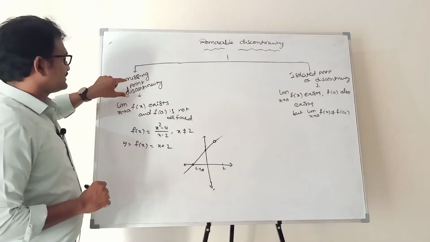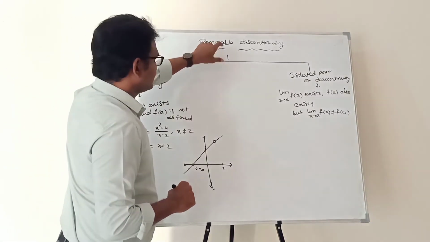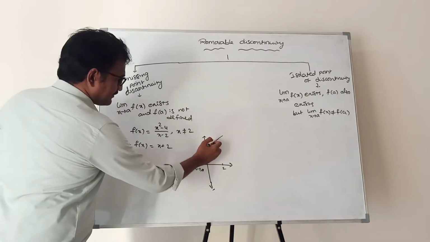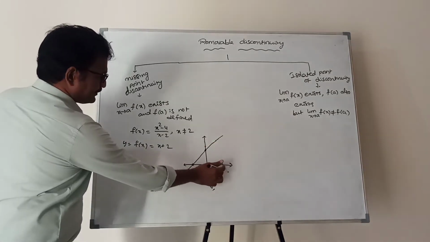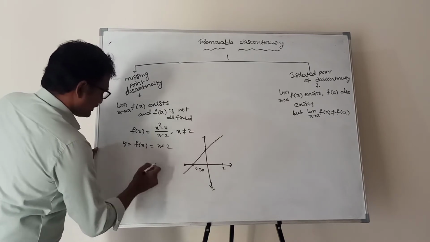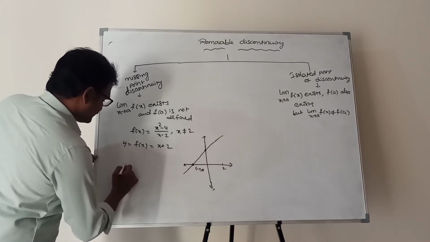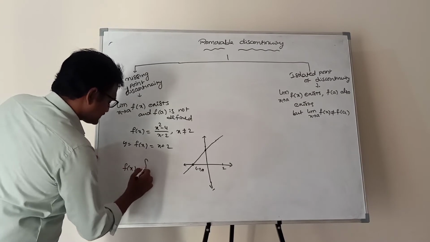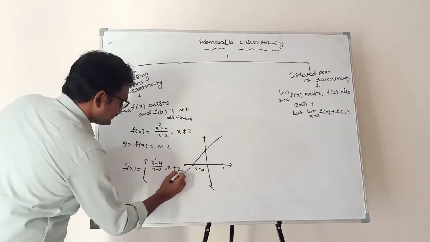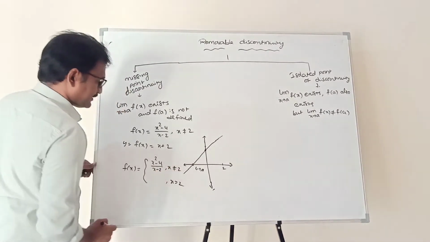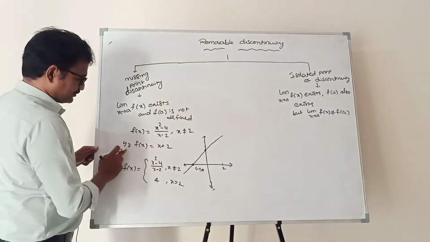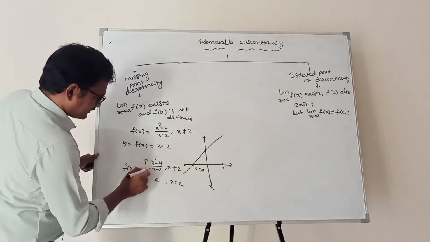And we can remove this missing point discontinuity by assigning a value at x = 2 to this function. How to redefine the value? We can define it like this: f(x) = (x² - 4)/(x - 2) when x ≠ 2. At x = 2, if you give 4, because x + 2 at x = 2 means 2 + 2, 4.